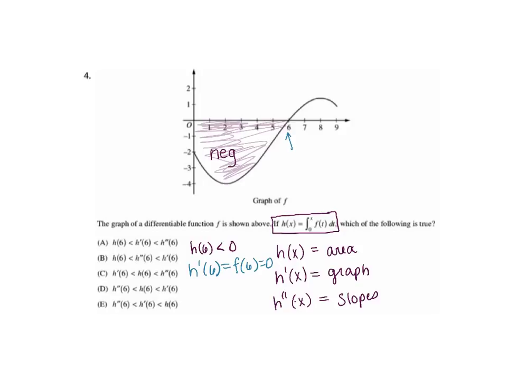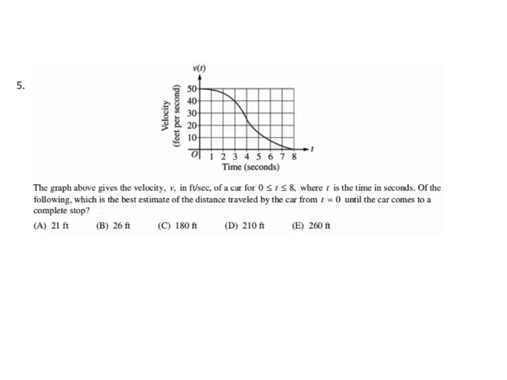And then finally, if we look at h double prime of 6, which is f prime at 6, it's talking about the slopes. Notice that this graph is increasing there, so that slope is positive. So we need the ordering from negative to 0 to positive. First thing we see is the negative value, so C, D, and E are out. And then from negative to 0 to positive, that's going to give me answer choice A.